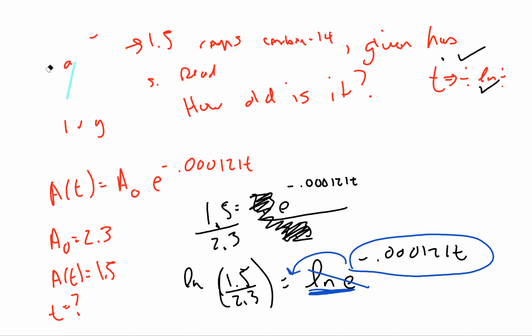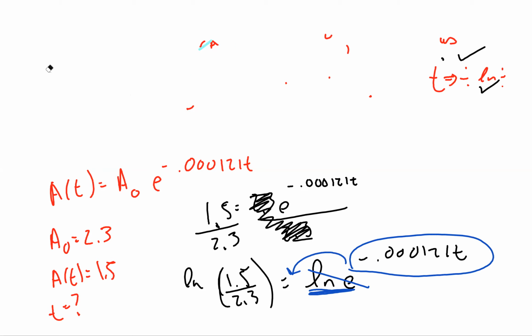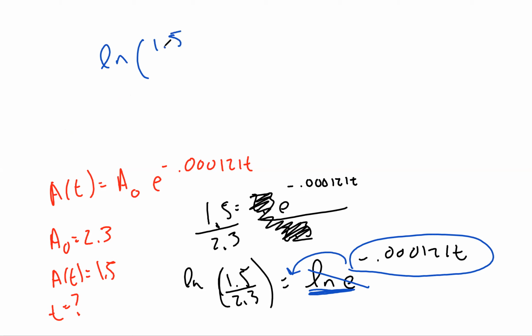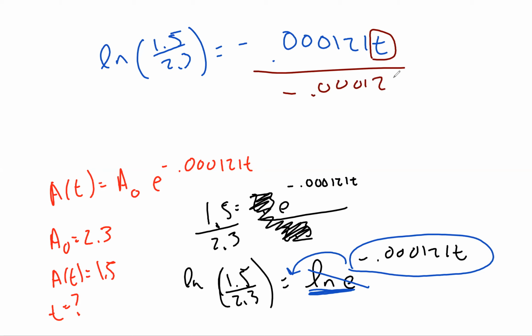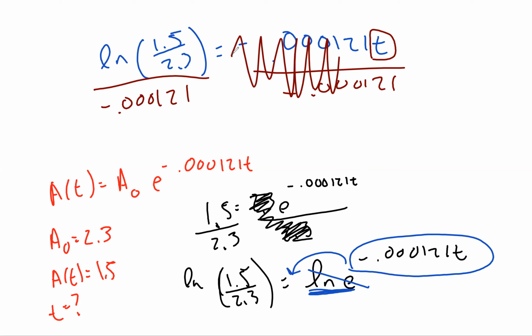And so I'm going to do two things at once here. I'm going to bring that variable out front like a normal number, and I'm going to get rid of the ln of e because why the heck not, right? Why not save myself some space and some work? And so by doing that, I will have the ln of 1.5 over 2.3 equals negative 0.000121t. And again, what's happening to t? Multiply. And so I need to divide. And so I do that, negative 0.000121. And then of course these guys are gone.